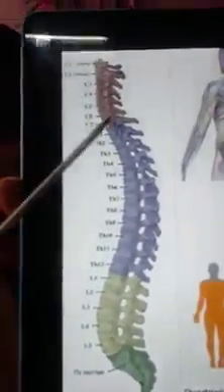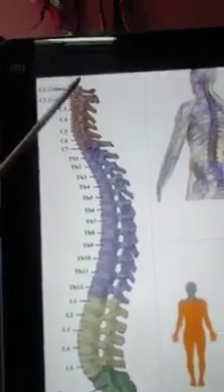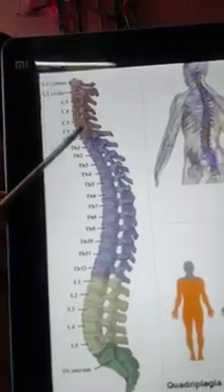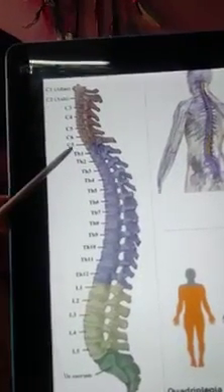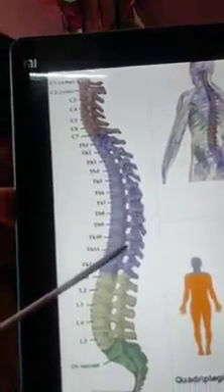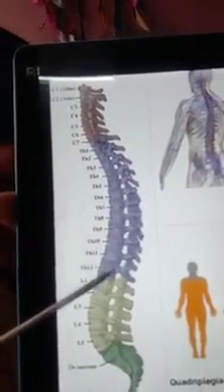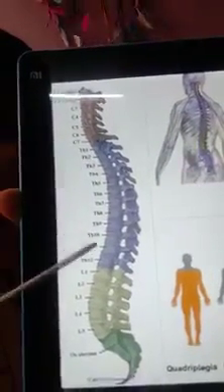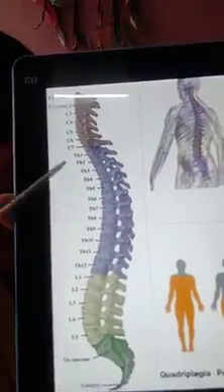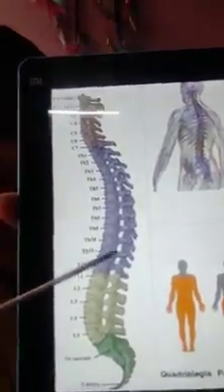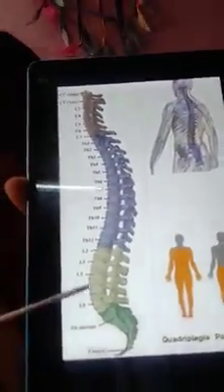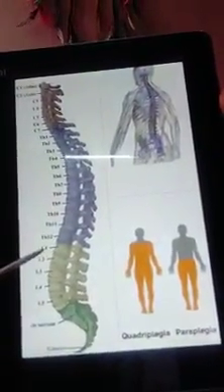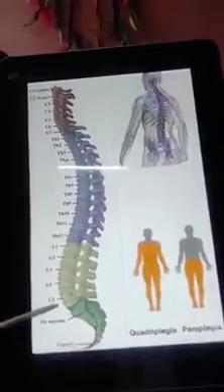This is the neck part of our spine, which is called the cervical region. It contains 7 vertebras, that is C1 to C7. Then comes the back area, which is the dorsal or the thoracic area, T1 to T12. So these are the dorsal spine, or it is known as the back spine. Next comes the lumbar region, the kamar, that is L1 to L5. These are the 5 bones.